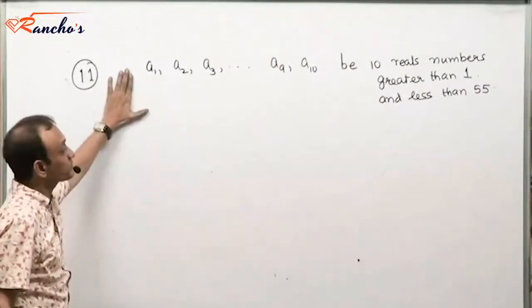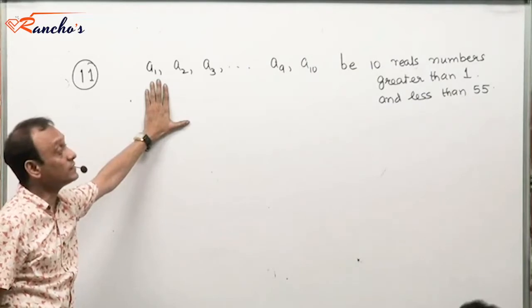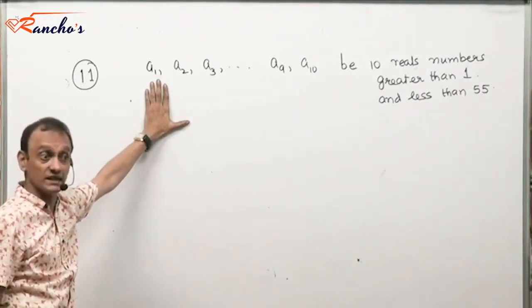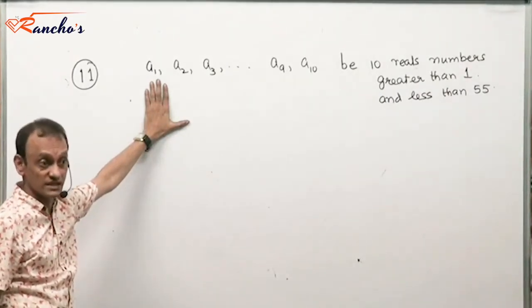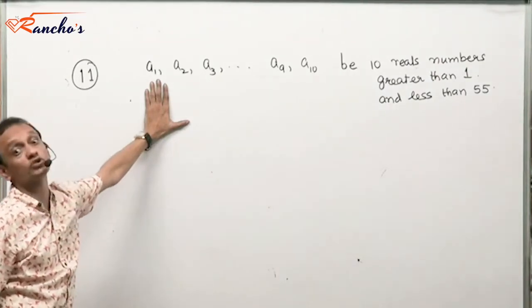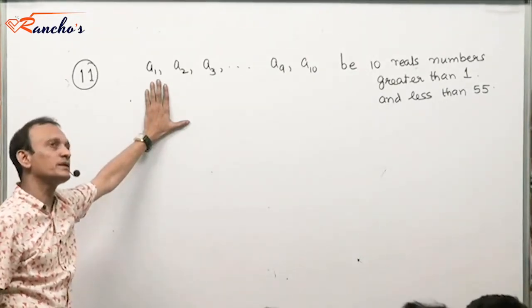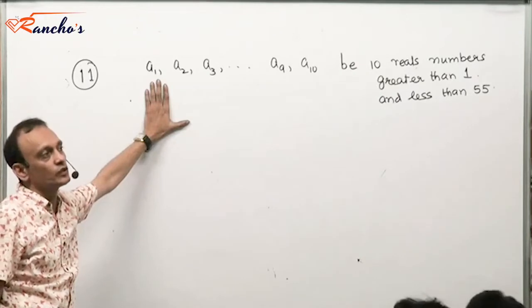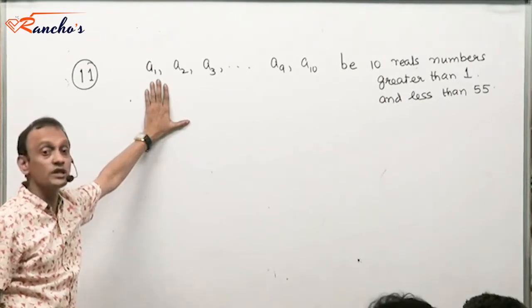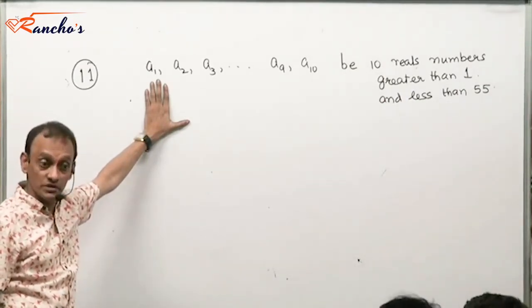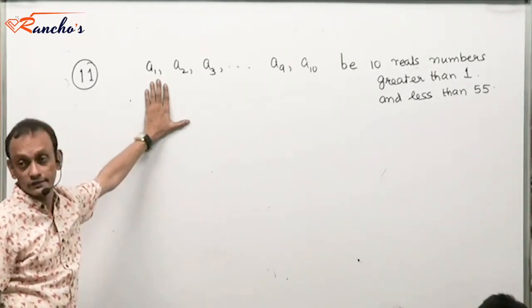The 11th problem is about 10 real numbers given to you, each greater than 1 but less than 55. You want to show that there are 3 numbers amongst them which will constitute the sides of a triangle. In fact, let me make life a little simpler for you. You want to show that there are 3 consecutive numbers here such that they can constitute the sides of a triangle.